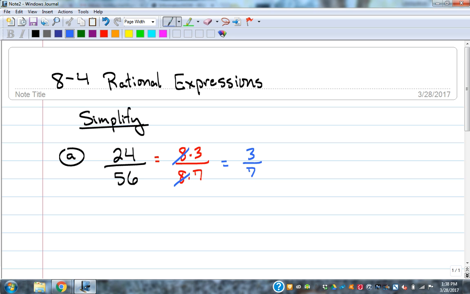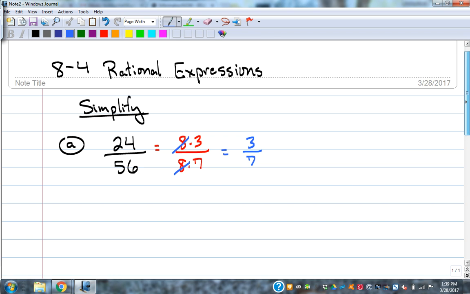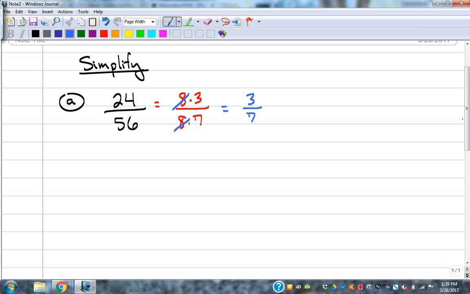Like 24 could be written as 20 plus 4, right? But we don't cancel that way. We cancel with factors. Factors are things that are multiplied together. So that's the key: you can't cancel pieces that are not multiplied together. You have to have multiplication to go from there. So let's kind of build into that idea.